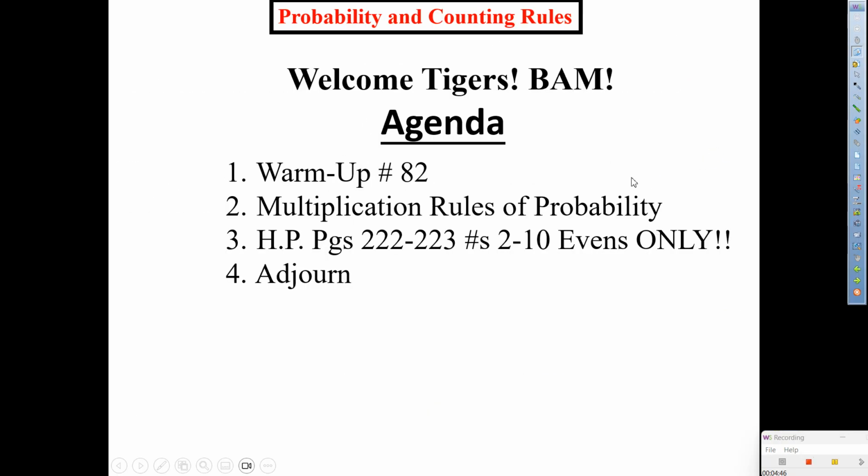Copy the agenda. Warm-up number 82 is done. Today we're moving on to multiplication rules of probability. 2 days ago we did addition rules. And tonight's home play is page 222, 223, 2 to 10 events only. Events only. Copy that.